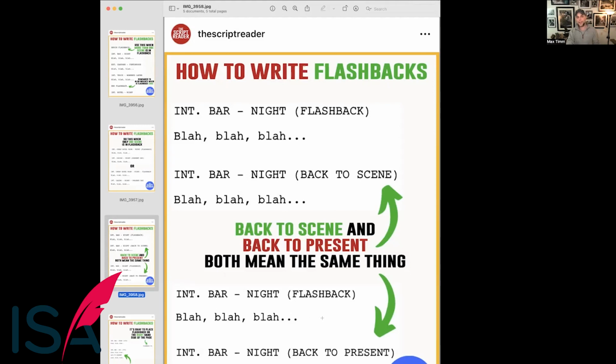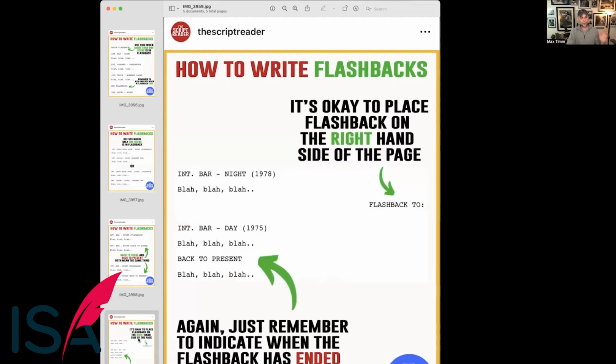Again, as long as it's easy for the reader to see and understand, it's okay to do it. You know, there goes to that question, is it okay to do this? How to write flashbacks: it's okay to place flashback on the right-hand side of the page. Flashback 2, again, just remember to indicate when the flashback has ended. So either back to present or end flashback.